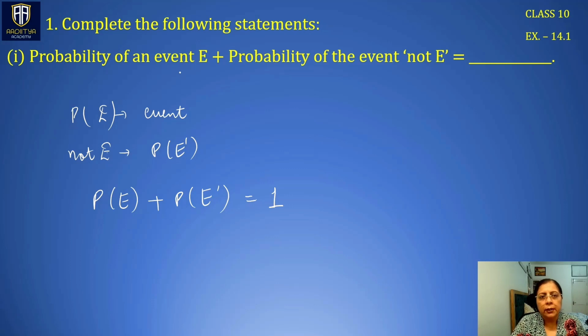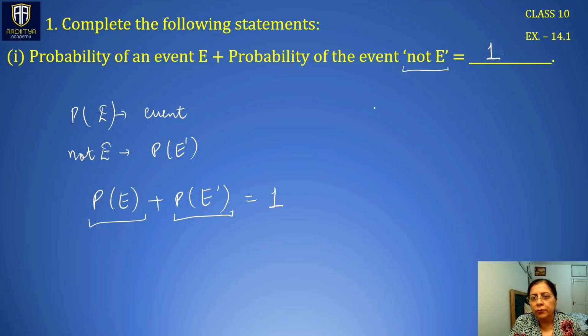So the probability of an event E, that means P(E), plus the probability of the event not E, which is called the complementary event, which is P(E dash), they add up to 1. They are complementary of each other. So let me give you one example.